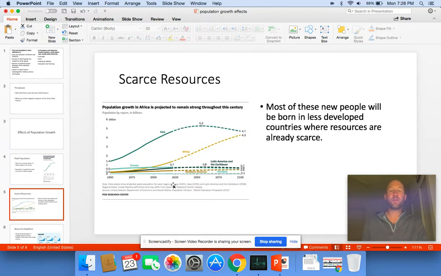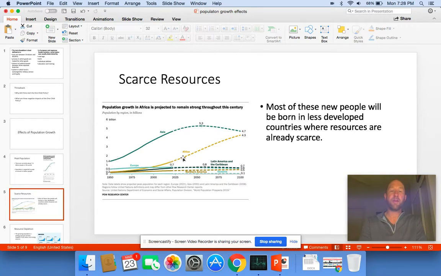And as I think you saw, the population is not growing equally all around the world. Most of the population growth is happening in the less developed countries of the world. So you guys might use words like poor countries or third world countries, but I'm going to use the term less developed countries. But that is where there's more people being born than anywhere else.